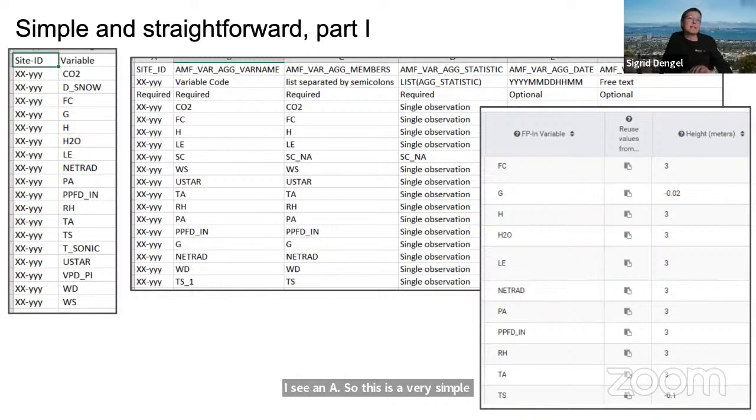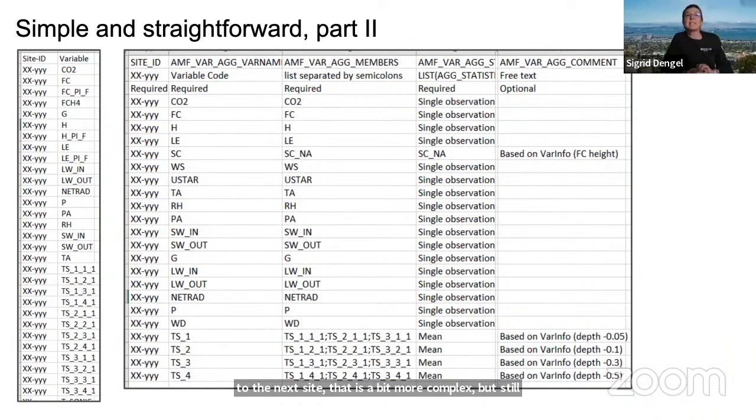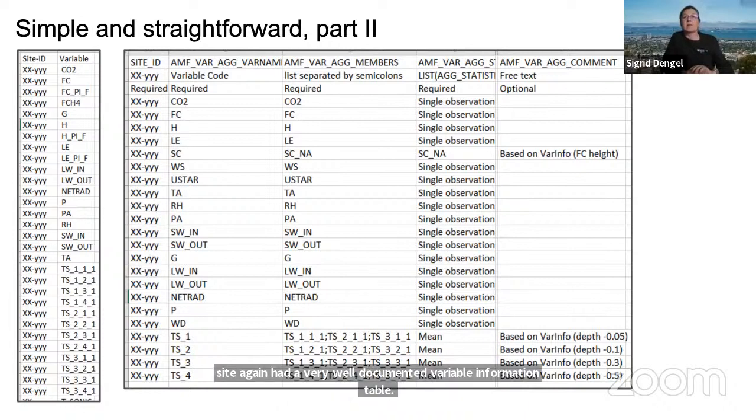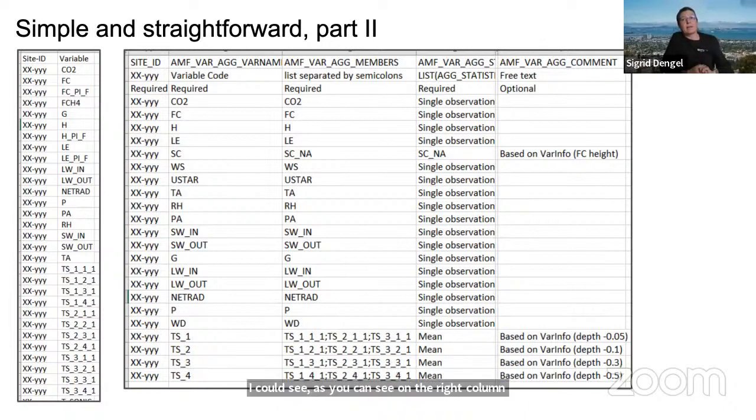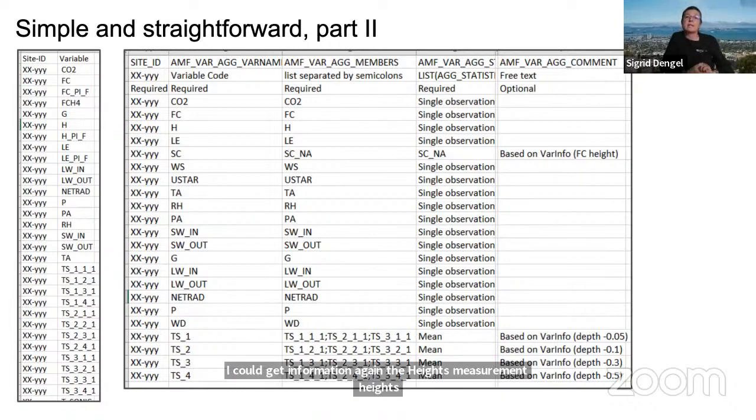So if we go to the next site, which is a bit more complex but still classified as a simple site and very straightforward to proceed, is this site. Here again, you see the base variables on the left, where you can see several soil temperature measurements, in this case 3 profile measurements. And on the right, again, the aggregation file. Because the site again had a very well documented variable information table, I could get information again on the measurement heights. So again, storage is not applicable in this case.